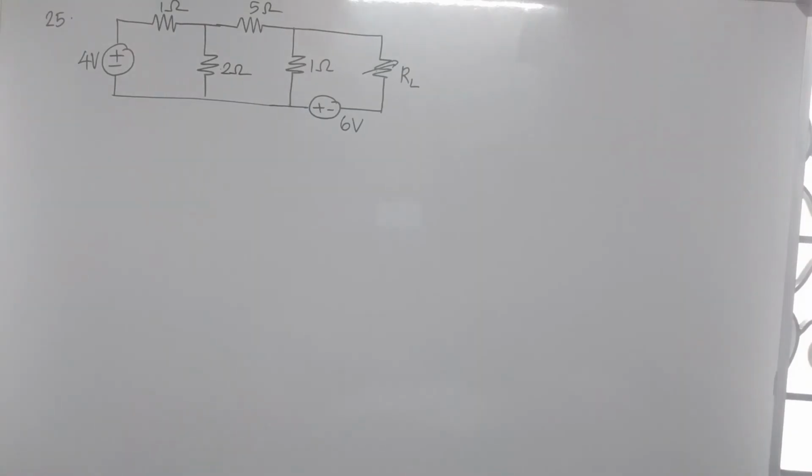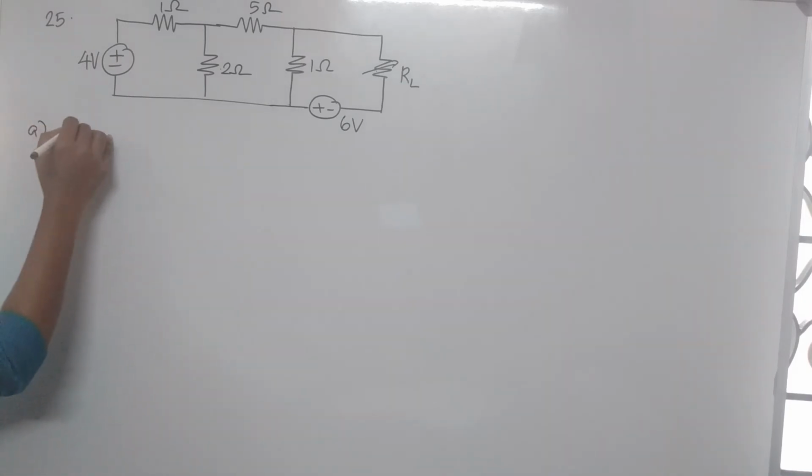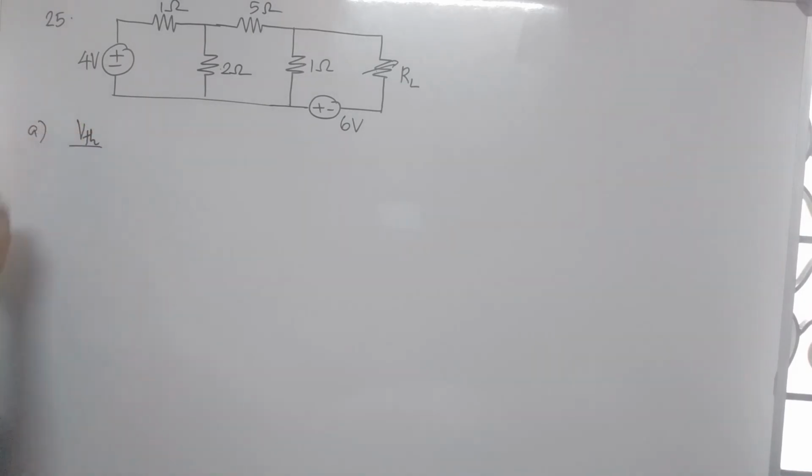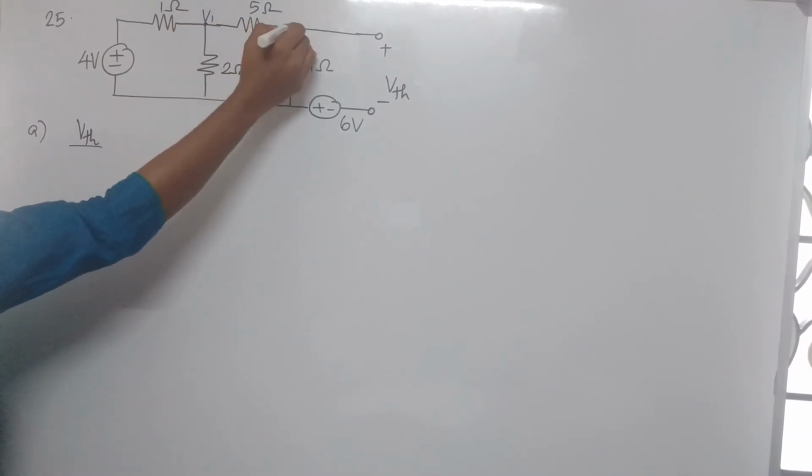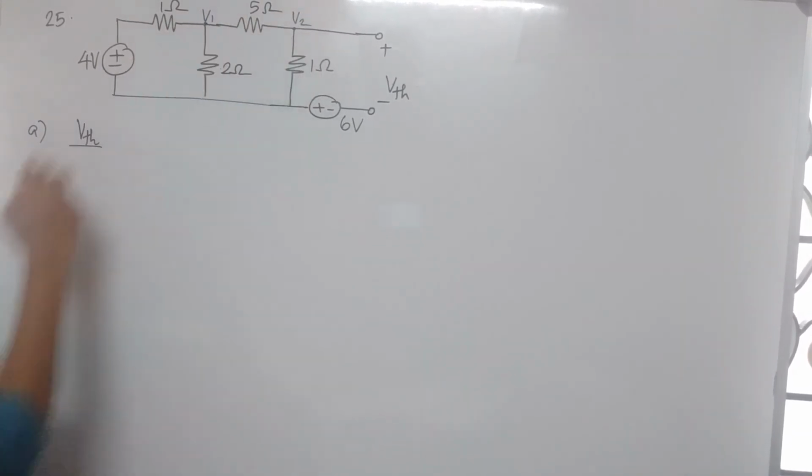So here the circuit consists of only resistors. So first we will find out VTH and then RTH. To find VTH, you have to remove the load and replace it by open circuit. So I have removed the load, replaced it by open circuit. Now we can apply node analysis. Let this be V1 and let this be V2. We can write two node equations.